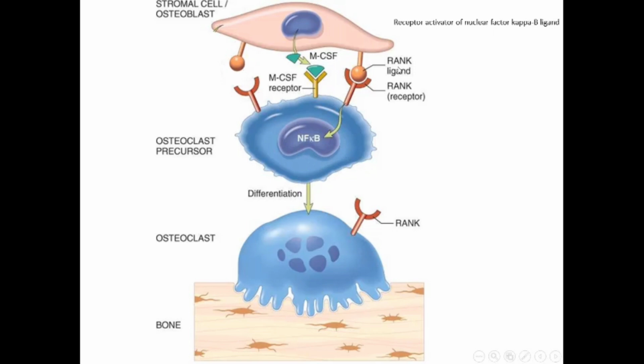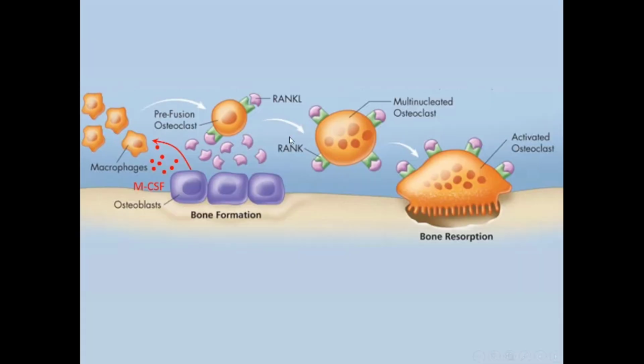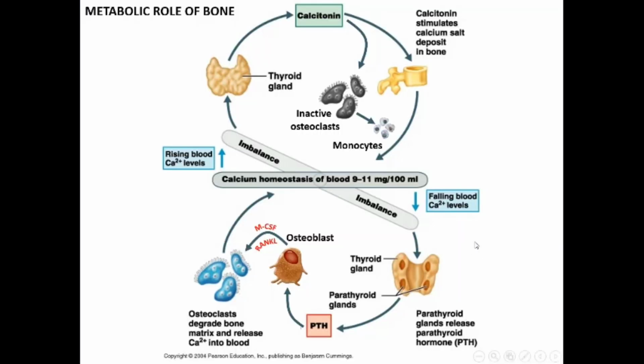After proliferation by this factor, we have a receptor on the monocytes that causes fusion of monocytes together, differentiate and make an osteoclast. In this slide again you can see osteoblasts produce MCSF, cause proliferation of monocytes, then by RANK ligand cause fusion of the monocytes and make an osteoclast.